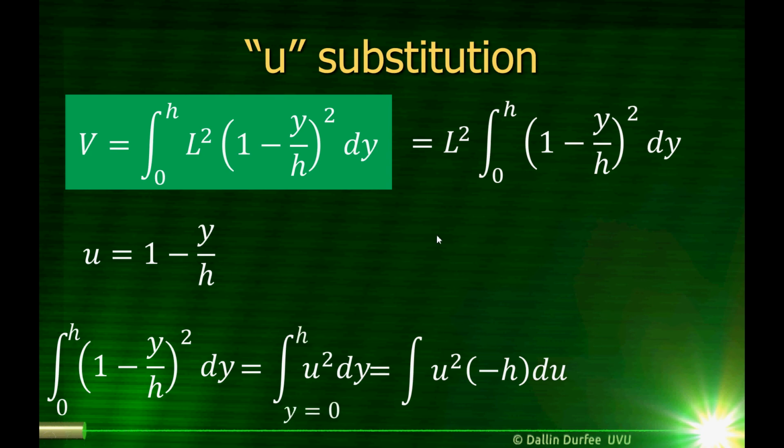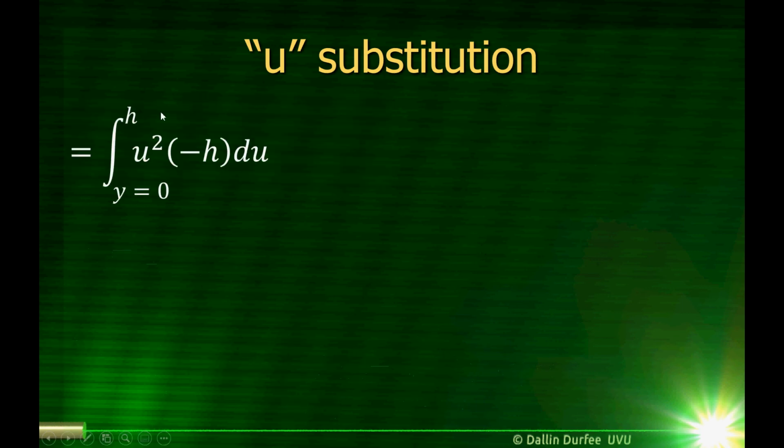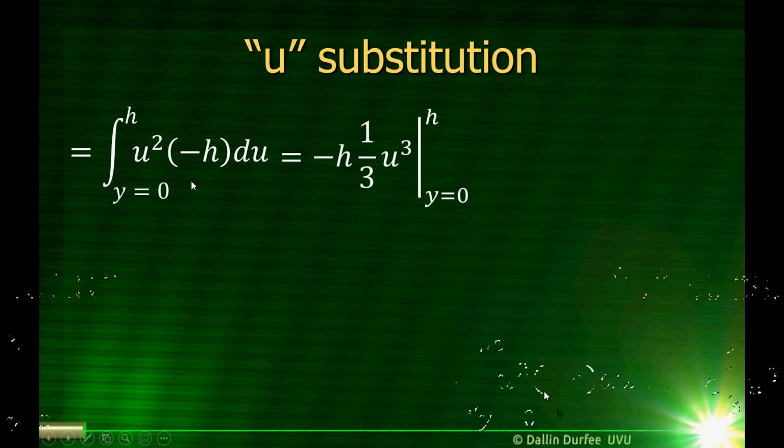So what I'm going to do is say, well, look, here are my limits, but I'm explicitly going to say y equals 0 to h. And that reminds me, hey, these are not the limits on u, these are the limits on y. So when I go to evaluate this integral, the negative h comes out, and the integral of u squared du is just u cubed, and then I evaluate that, but not from u equals something to something. I evaluate it from y equals 0 to h. So these limits are on y.